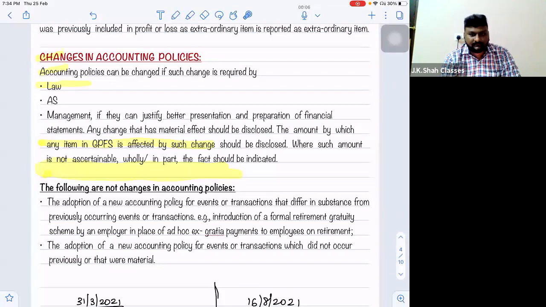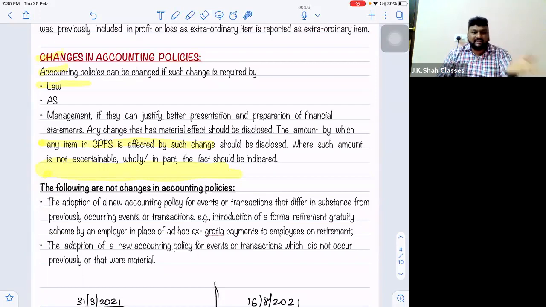Yes, Pooja. Sir, can you explain the second point of which are not the changes in accounting policy? Which are not the change in accounting policy means? I just now explained, where were you? The second point, the adoption of new policy. Please read, it is self-explanatory.